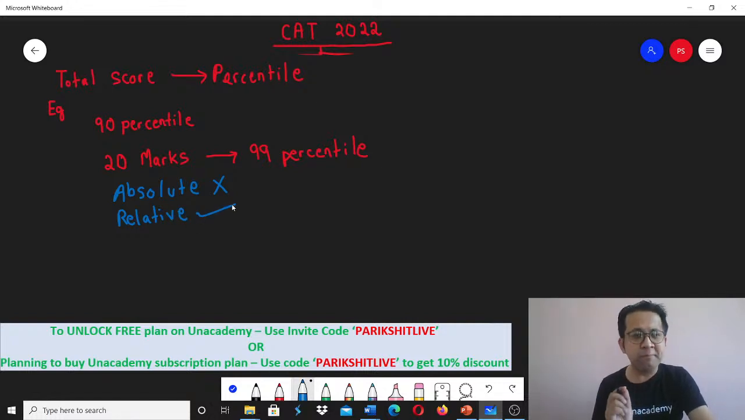So there's no meaning when you say the paper was tough or the paper is easy. If the paper is tough, the cutoffs will be low. Everyone will get less marks. But if the paper is easy, everyone is going to get high marks, and hence the percentile needed, let's say to get a 99 percentile, will also go up. So it makes absolutely no sense to talk about the difficulty level of the paper. What only makes sense is how well you are prepared and how your performance compares to your competitors. That's what matters in the CAT.